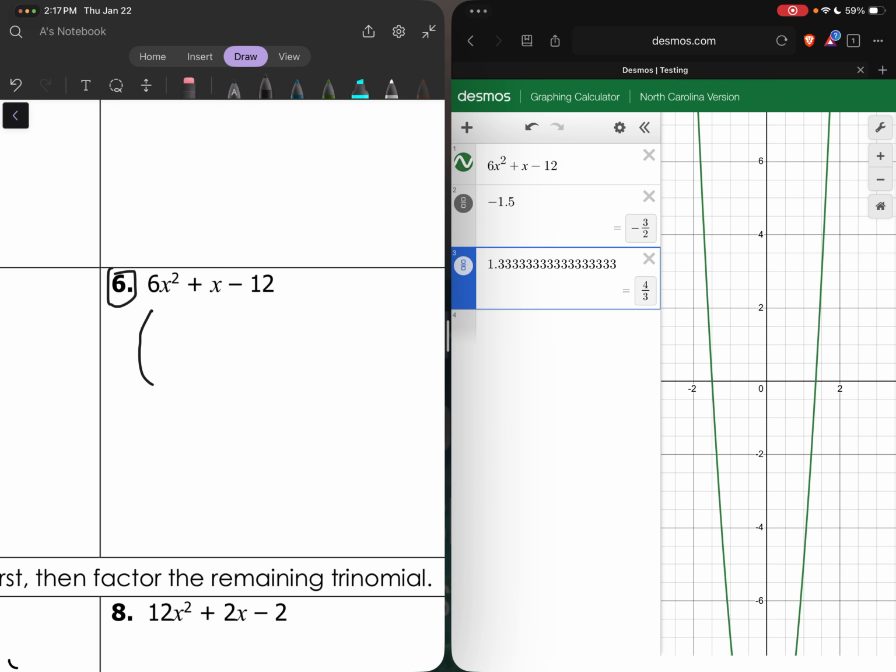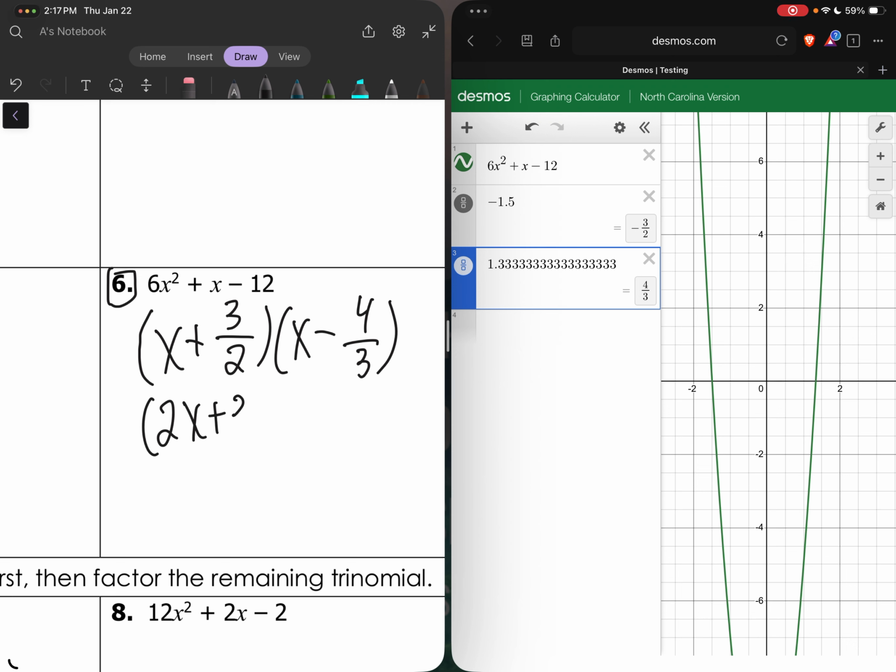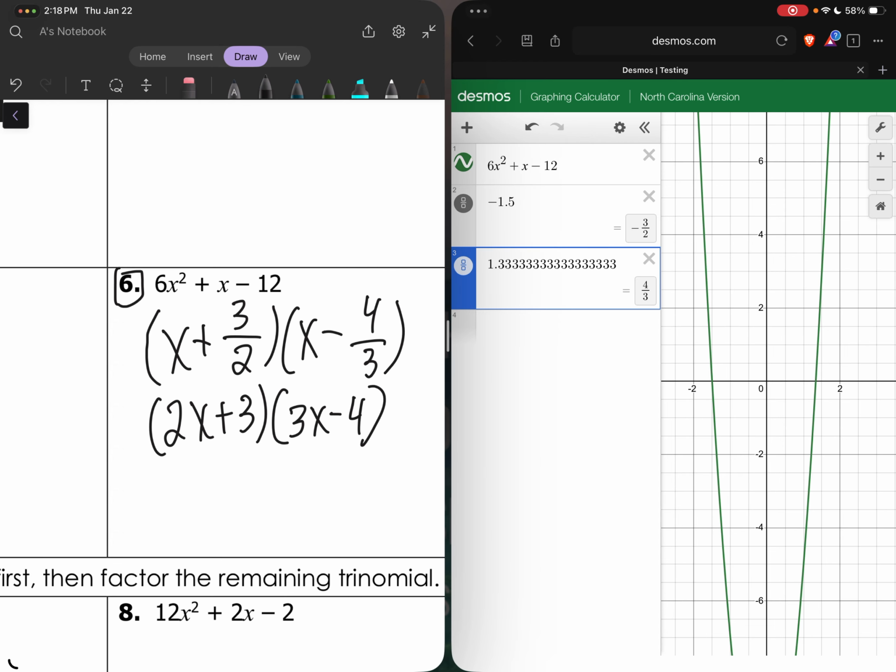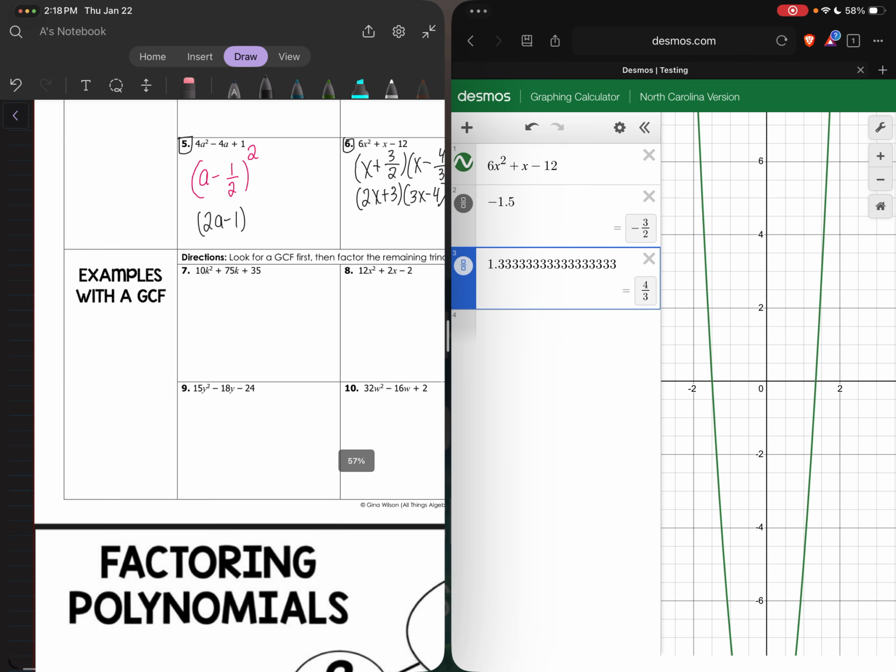So we have x is negative 3/2, so I'm going to make it positive, plus 3/2. And x was positive 4/3, I'm going to make it negative 4/3. Take your denominator and move it out front: 2x plus 3, 3x minus 4. Doing that makes these problems relatively simple.